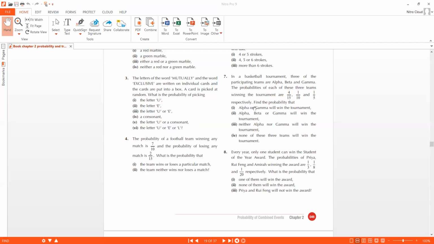Okay, fine. So now let's come over here to question number 7. In a basketball tournament, three of the participating teams are Alpha, Beta, and Gamma. The probability of each of these three teams winning the tournament are as follows. This is the probability of winning. If Alpha wins, the probability is 4 over 15. If Alpha loses, that would be 11 over 15. Beta wins 1 over 10. Beta loses 9 over 10. Gamma wins 4 over 5. Would it be 14 over 30?